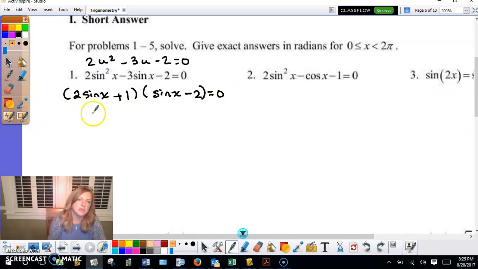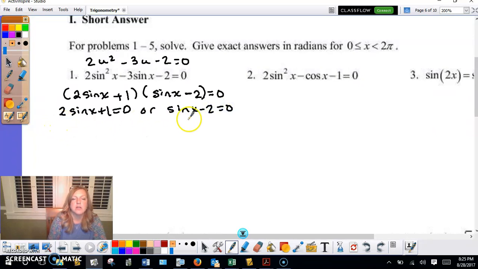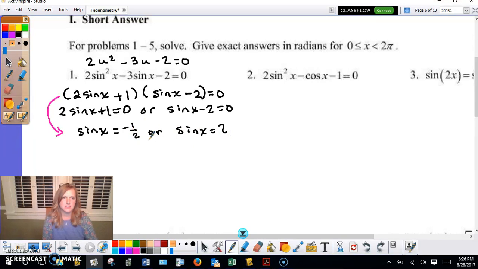Now, solving from here, zero product property is 2 sine x plus 1 equals 0, or sine x minus 2 equals 0. This is part of the arithmetic, and is not necessary to be shown when you're doing a lot of your solving. You can go straight into sine of x equals negative 1/2, or sine of x equals 2, if you would like, as long as you get it. Just don't make any careless negative mistakes as you're doing it.